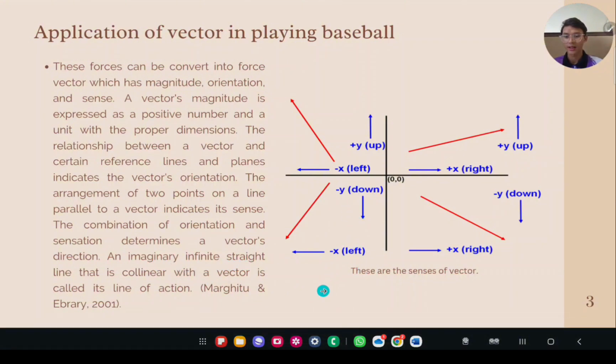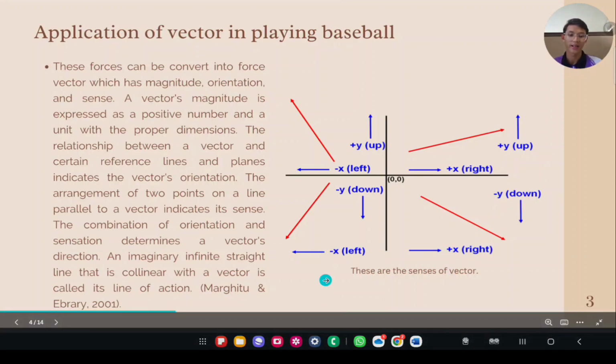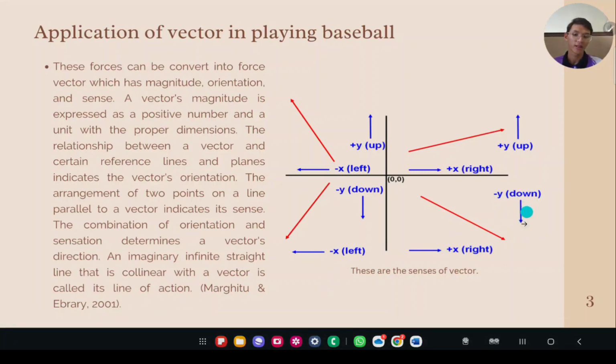So an imaginary infinite straight line that is collinear with a vector is called its line of action. So this arrow is an example of an imaginary infinite straight line. So this arrow can be called the line of action of the force.